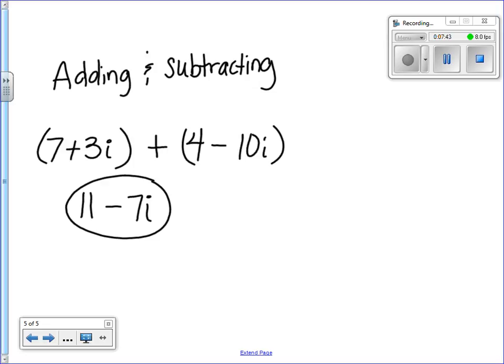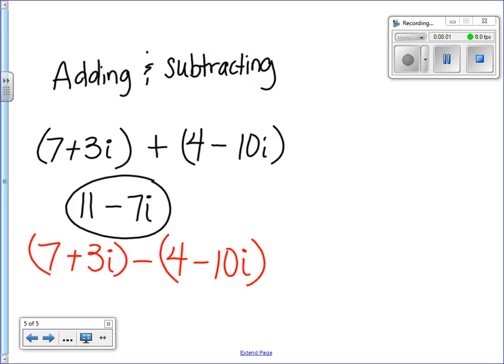So when does this get harder? It's not going to get that much harder, actually. Let's do a subtraction. Some of you are going to forget this. Let's say instead that was 7 plus 3i minus 4 minus 10i. That's 7 minus 4, 3i minus negative 10i, and that's your answer.